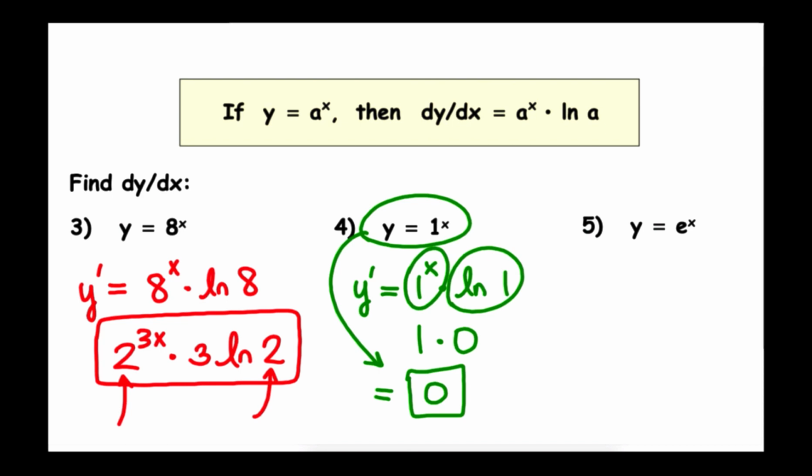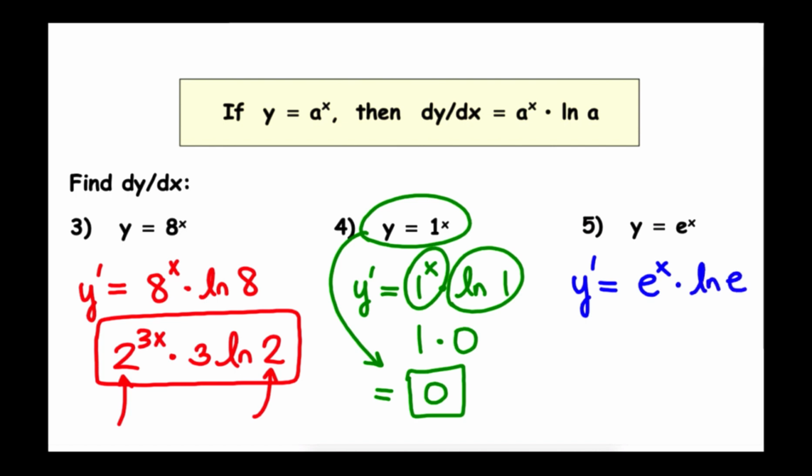I mean, e is 2.718. That's the same thing as having just a 2 or a 3. It's just a decimal instead. It would also have to obey the rule from today. Therefore, the derivative of e to the x would be itself, e to the x, times the natural log of the base, natural log of e.